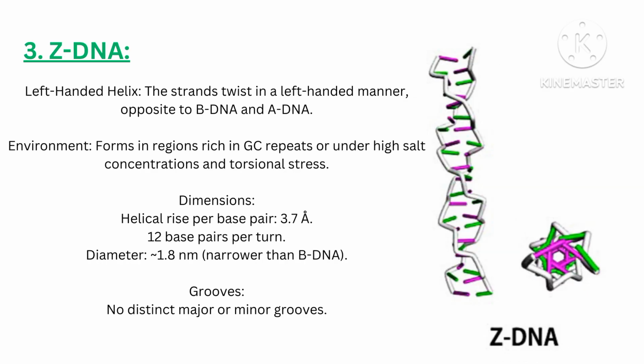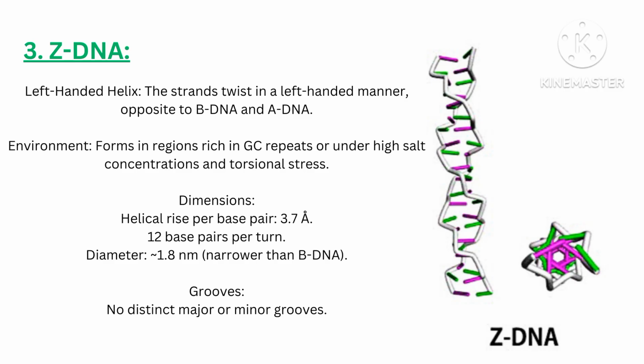3. Z-DNA. Its features are: left-handed helix. The strands twist in a left-handed manner, opposite to B-DNA and A-DNA. Environment: forms in regions rich in GC repeats or under high salt concentrations and torsional stress. Dimensions: helical rise per base pair 3.7 angstrom, 12 base pairs per turn.